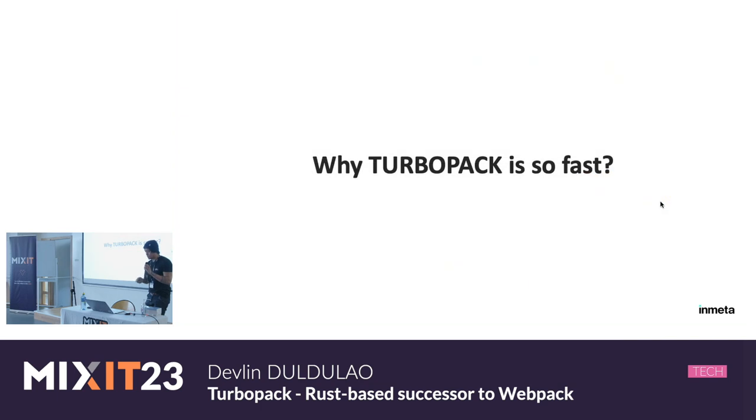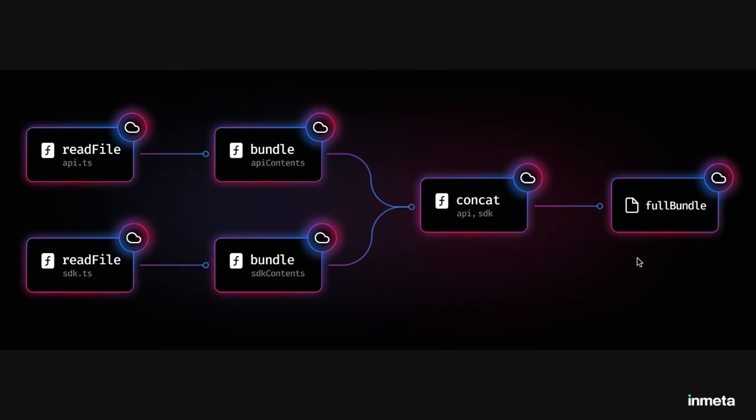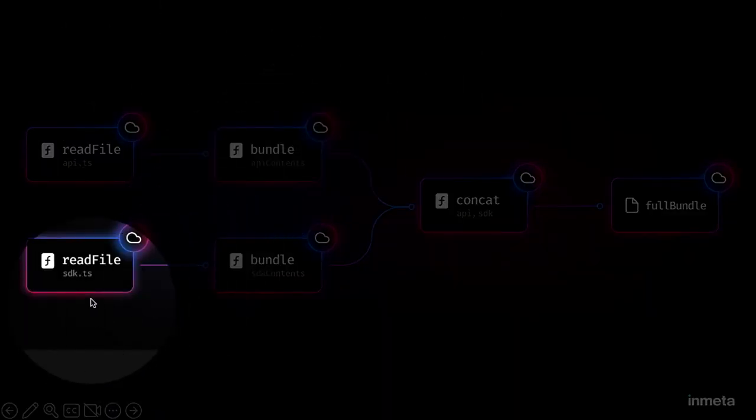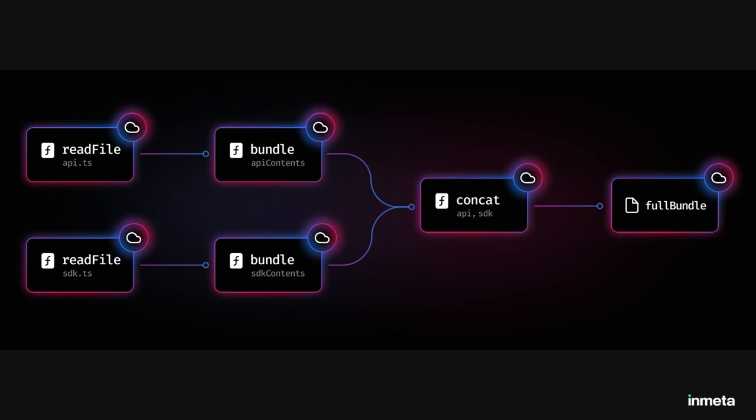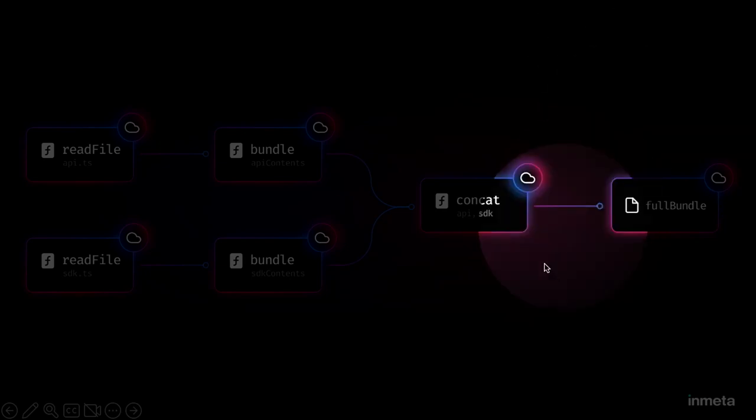Moving on. So why is Turbopack fast? Turbopack's impressive speed is attributed to its incremental computation engine. In a typical bundler, the process involves reading files, then bundling them, concatenating them, and performing multiple tasks. However, Turbopack takes a different approach by keeping track of the inputs and outputs of each function. It's like caching the function, and not only the function itself, but the parameters, the arguments, and what it returns. During the first run, it reads, writes, bundles, concatenates files, and remembers everything, the output.